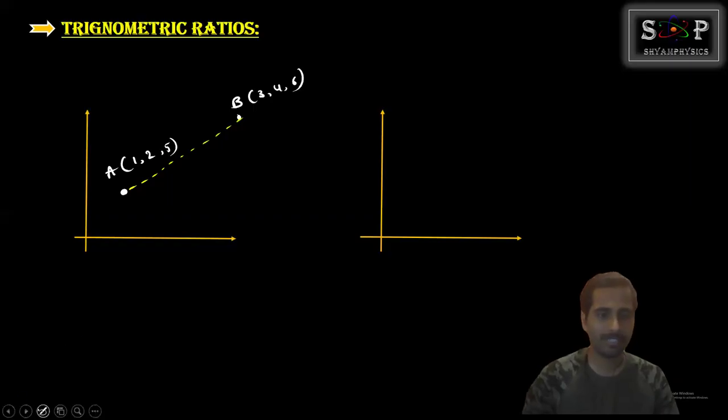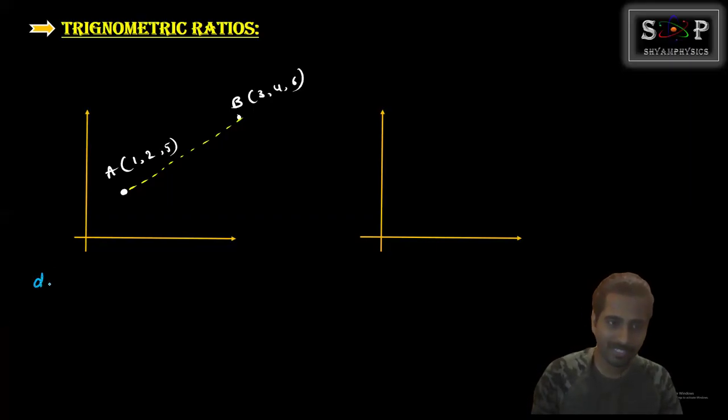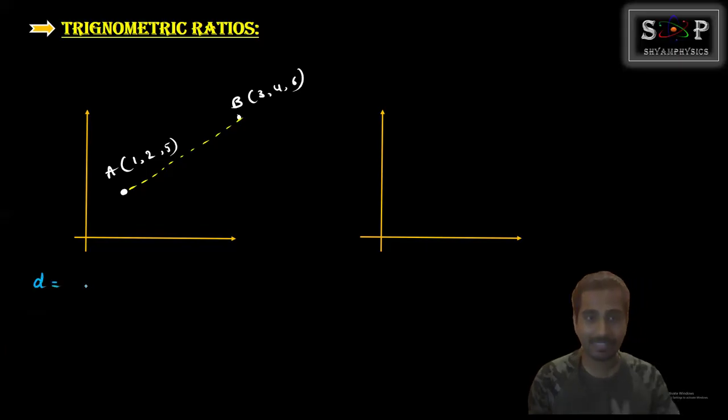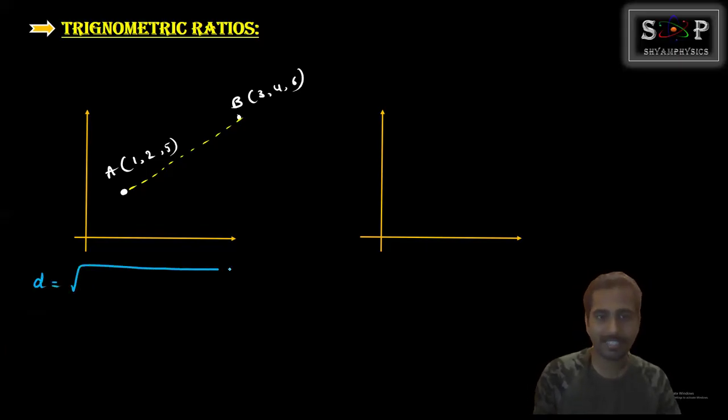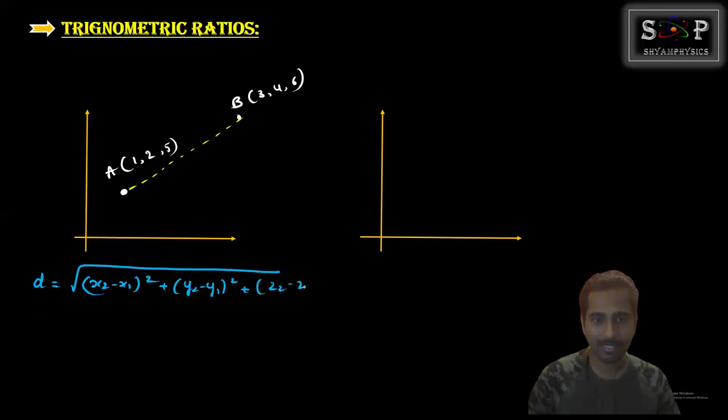How to calculate? It's very simple, sir. Now, as I just explained, distance in terms of three axes we need to write. For three axes the formula will be the square root of x2 minus x1 whole square plus y2 minus y1 whole square plus z2 minus z1 whole square. Clear? This is the formula.